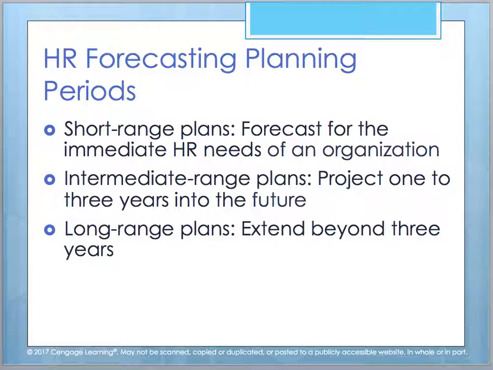Your short term is what you need immediately, right now. It could be any time within 1 month to 1 year. Intermediate is going to be 1 to 3 years on average, and it could be up to 5. And then long range is going to extend beyond that 3 to 5 year range.